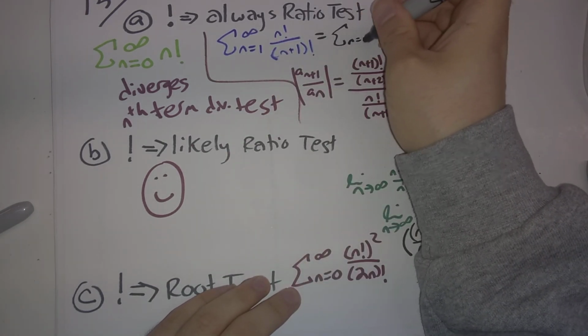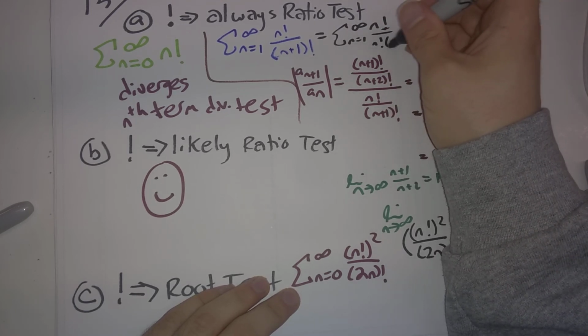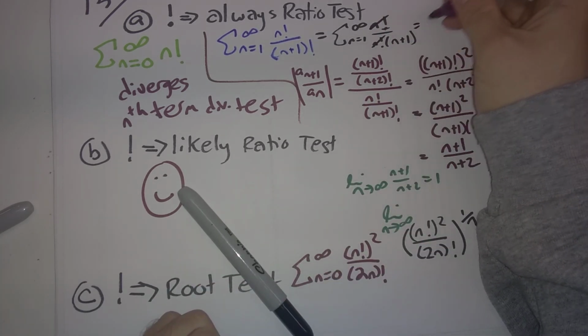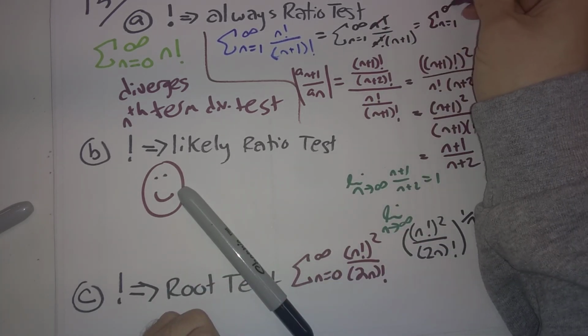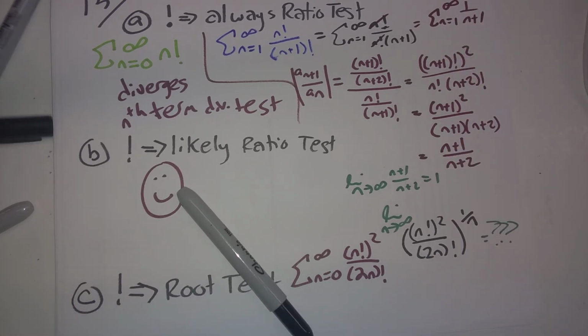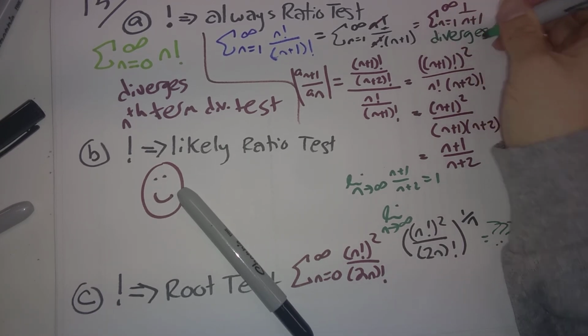However, if we go back to this original series, if we just put in some simplification work first, n factorial over n factorial times n plus 1, cancel and cancel, and we just have the sum of 1 over n plus 1 from 1 to infinity, and this is a shifted harmonic series, so it diverges.